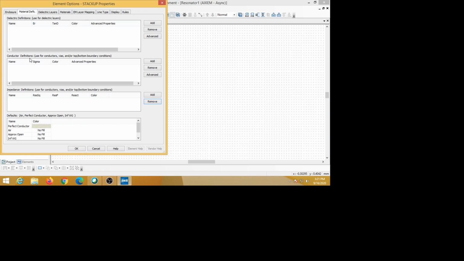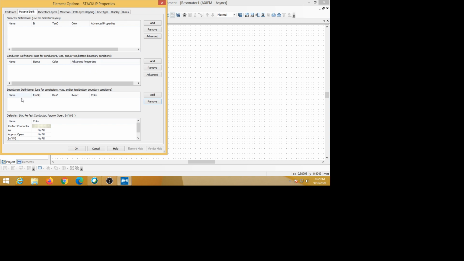Similarly for the conductor definition, for the conductor we have to provide this. We can give some name to the conductor, like aluminium, it may be copper, or it may be gold, like that. That is the name of the conductor. And sigma is the conductivity of that conductor. And the color you can choose any color, because while drawing that color will be taken. Okay, advanced properties, if there, you can adjust the advanced properties also.